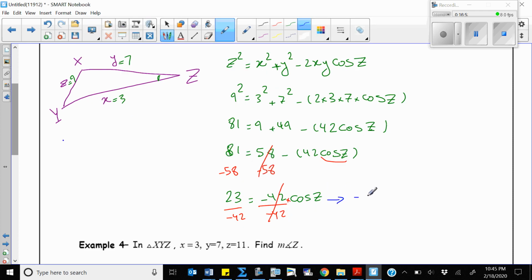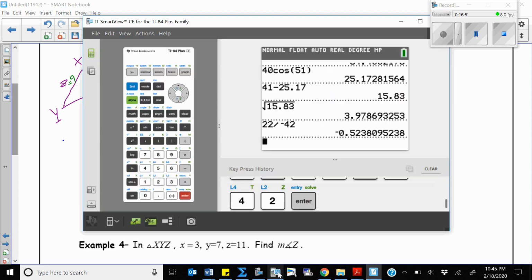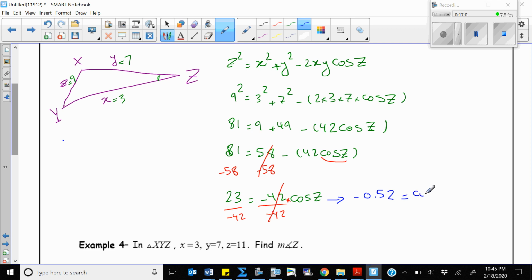So this will be negative 0.52 equal to cosine of z. Now, how do I solve for angle z? This z is stuck with this function of cosine. So in order to get rid of this function of cosine, I need to use the inverse function. So cosine negative 1 of both sides. I forgot the negative, put the negative here, equal to cosine negative 1 of cosine of z. Because these two are inverses of each other, they cancel each other. So what I have left is angle z is equal to cosine negative 1 of negative 0.52.